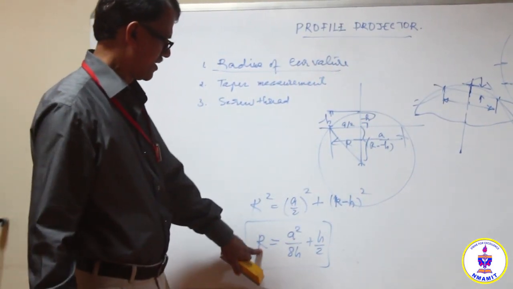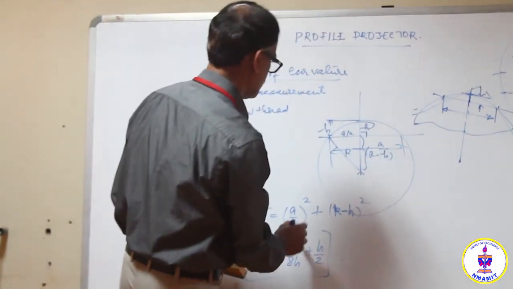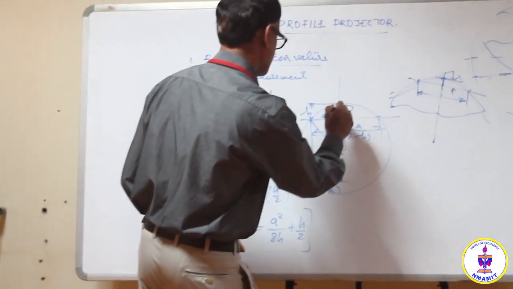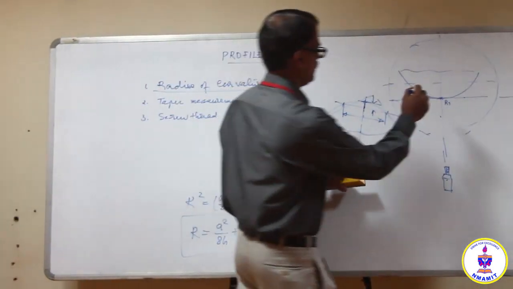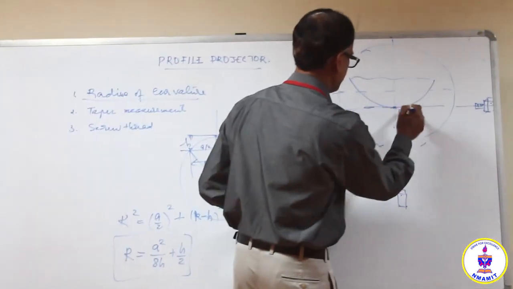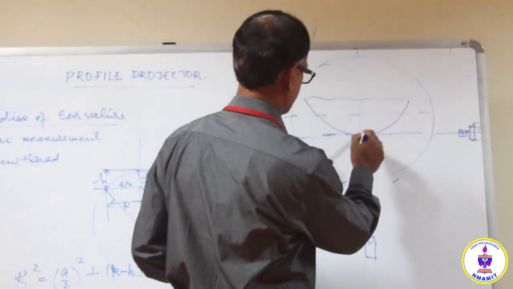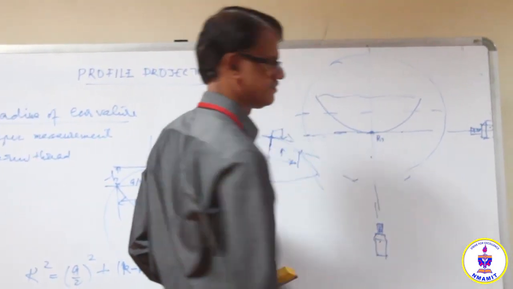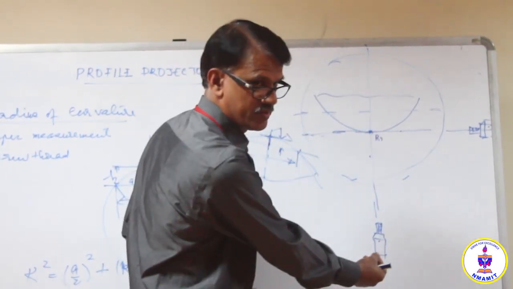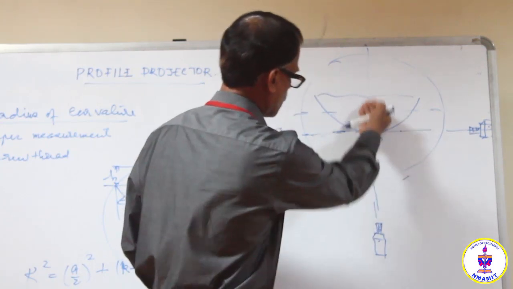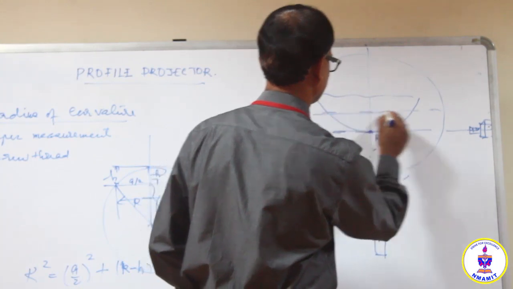So radius of curvature is calculated using these two distances here. This is a and this is h. In terms of these two, radius of curvature can be measured. For that, we are positioning the crosswire tangential to the shadow of the curved specimen here and taking the first reading here. So that is R1. Then move this micrometer so that the shadow is brought down or the crosswire is moved up so that it comes to this position.